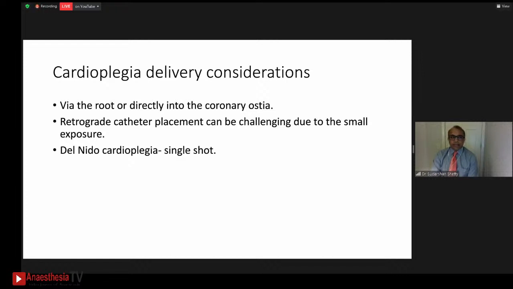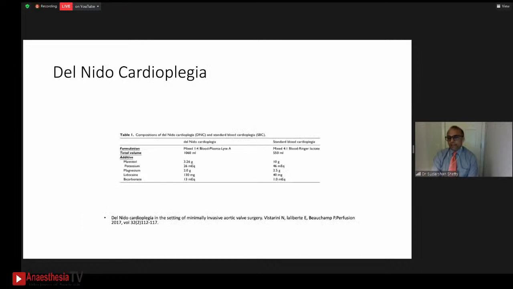Another consideration is the Del Nido cardioplegia. This is more prevalent in the pediatric population, but it has been used in minimally invasive aortic valve surgeries. The composition is a little different, but the advantage is that it lasts a long time, and we don't need to keep bolusing at 20-minute intervals. And you won't hear the perfusionist keep reminding the surgeon that it's close to 20 minutes after their previous dose of cardioplegia. Just for people who are in their post-graduation, this is the difference between the Del Nido cardioplegia and the standard blood cardioplegia.